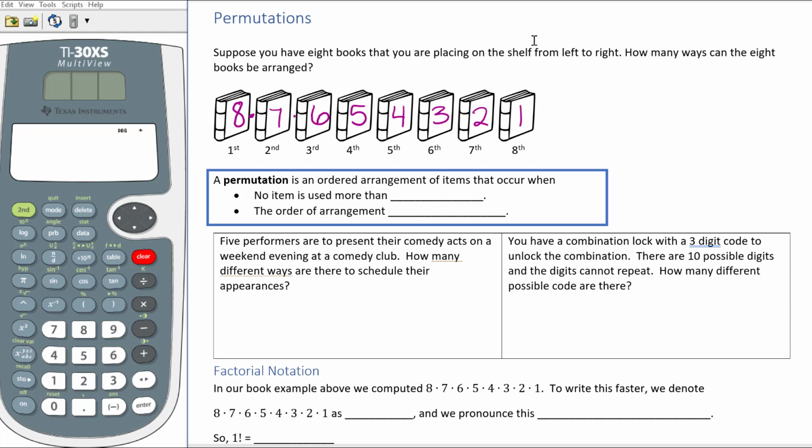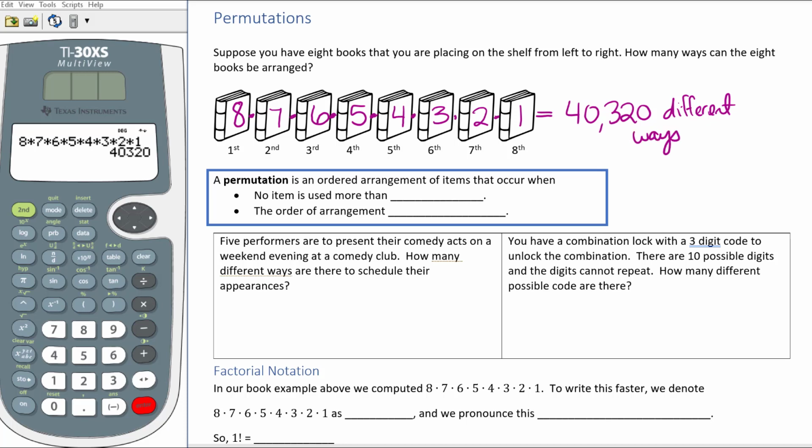If I take this and use the fundamental counting principle and multiply each one of these numbers together, I'm going to get the total number of ways that these 8 books can be arranged. So we have 8 times 7 times 6 times 5 times 4 times 3 times 2 times 1. Then I'm going to hit enter, and that gets me 40,320 different ways the books can be arranged on the bookshelf.